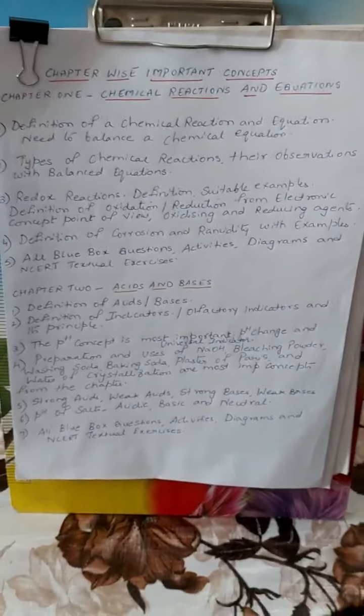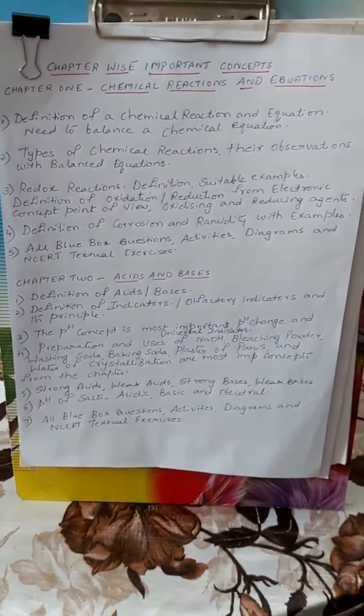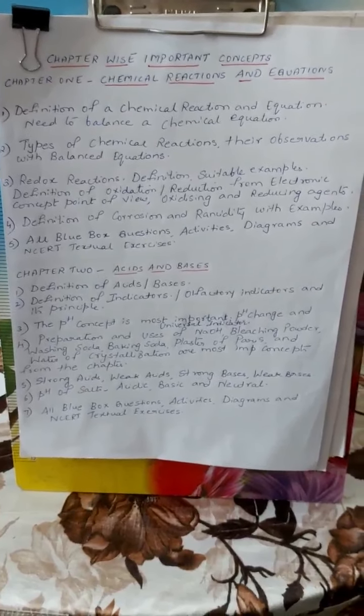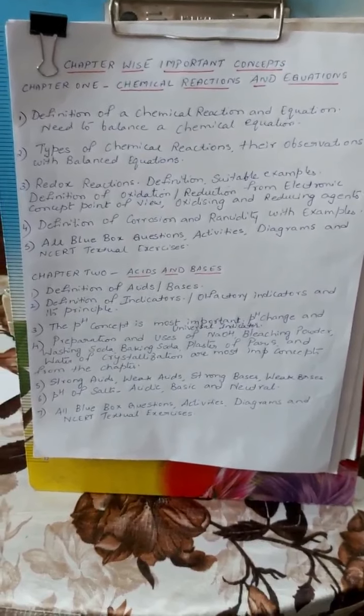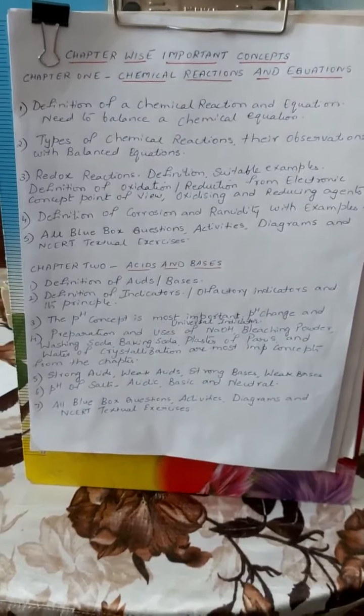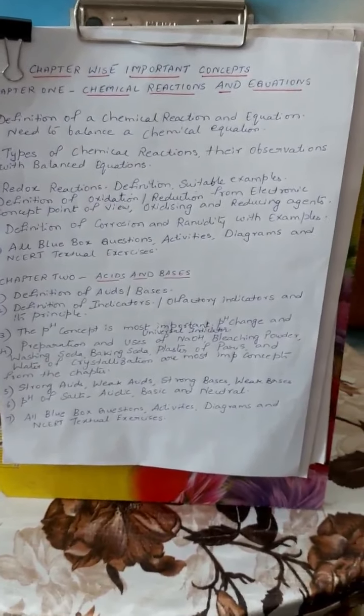My dear students, in 10th CBSE chemistry, we have 5 chapters. The first one is chemical reactions and equations. The second chapter is acids and bases. The third chapter is metals and non-metals. The fourth one is carbon and its compounds. And the last chapter is the periodic classification of elements.